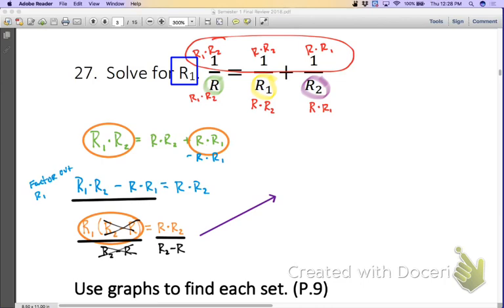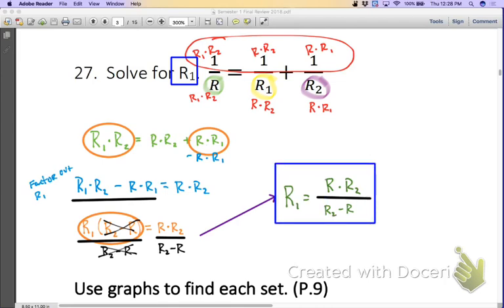leaving me with a final answer of r sub 1 equals r times r sub 2 over r sub 2 minus r. I can't do anything else because one's a multiplication problem, one's a subtraction problem, so my final answer is just right here.